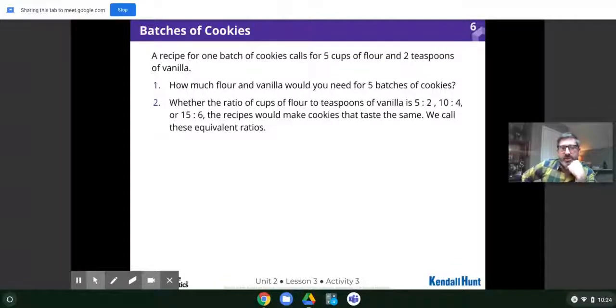Now we call these ratios that we just talked about equivalent ratios. So what does that mean? Well, they're equivalent ratios because they describe different numbers of batches of the same recipe.